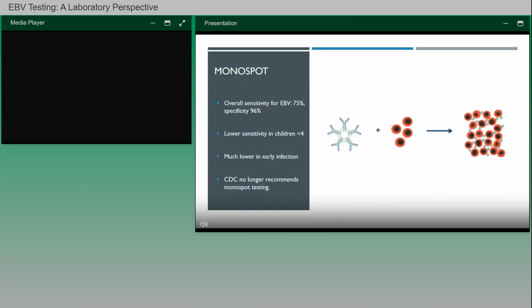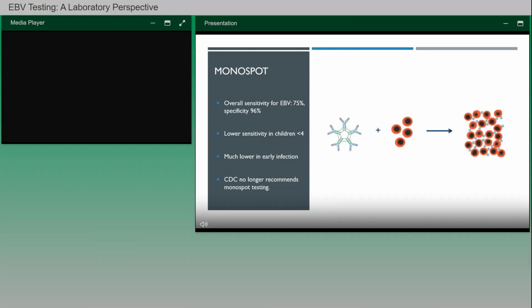Some would consider it an obsolete test, but you'll see it's still in some algorithms that are published today. People still use it. This overall sensitivity for EBV infection is about 75%, not great. Specificity is better. It's important always to add the caveat that you don't want to use it in children under 4. Okay, it's going to have low sensitivity. You're going to get a lot of false negatives there. And it's just lower in general in early infection, okay, in that real early acute phase.